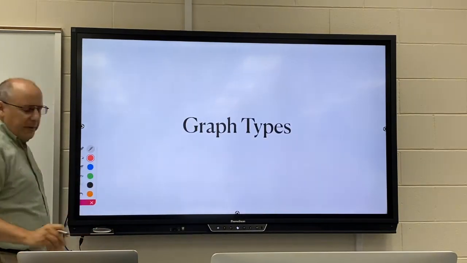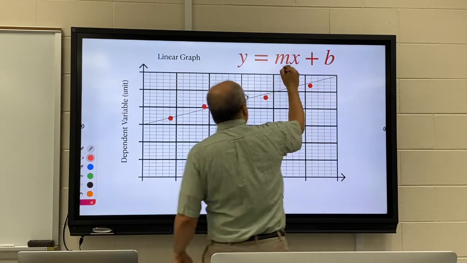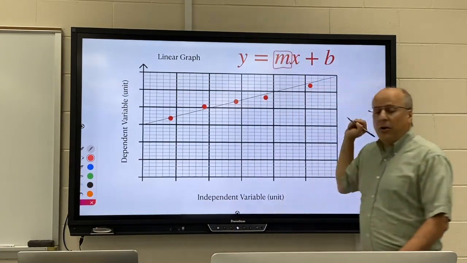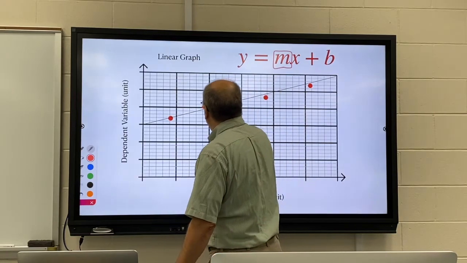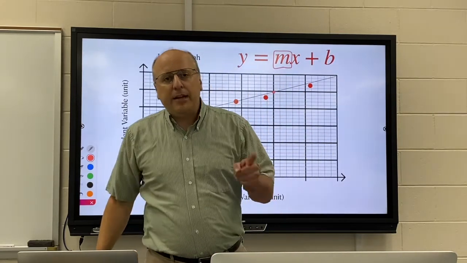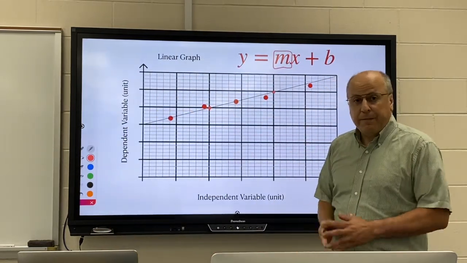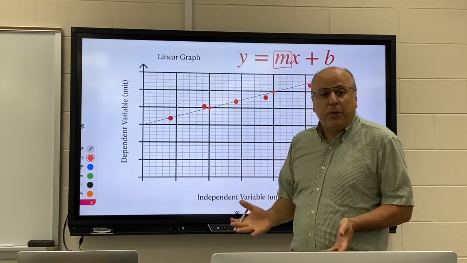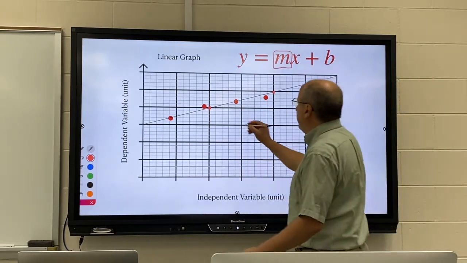Graph types, we talked about two of the simpler ones. Linear graph, y equals mx plus b. I want to take a moment to elaborate a little bit on m, the slope. To find the slope, you just pick 2 points on the graph, not data points. The data points may not lie on the graph. They're experimental points. There's error built in. So pick points from your line.